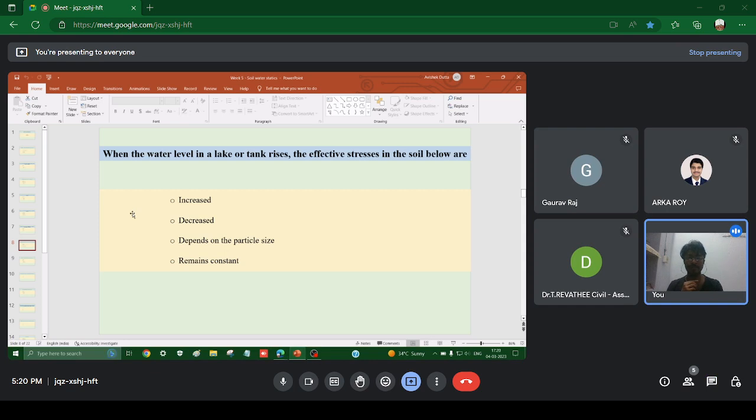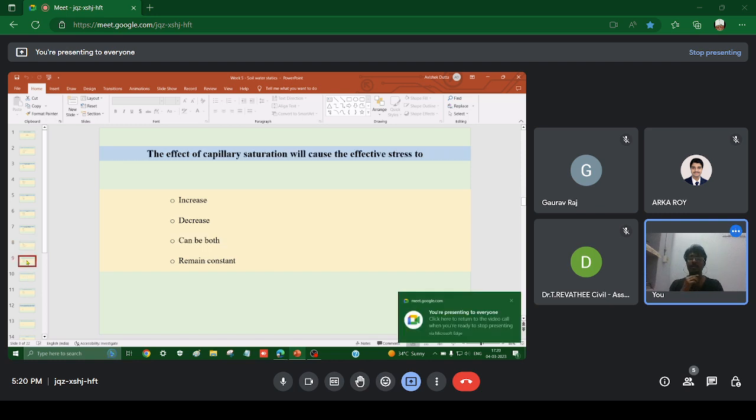Effective stress in the soil below: does it increase, decrease, or remain constant? Okay, next question. The effect of capillary saturation will cause the effective stress to: increase, decrease, can be both, or remain constant.